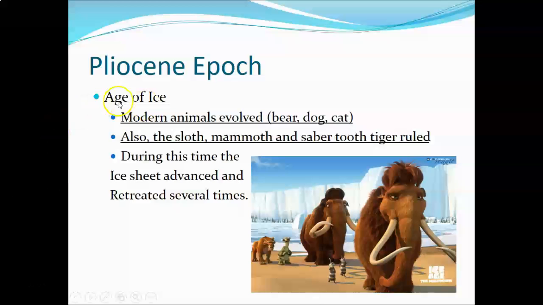So during this last epoch, our last kind of big climatic earth-changing events, we had our woolly mammoths, we had our sloths, we had our saber-toothed tigers. If you've ever seen Ice Age, this is it, the Pliocene. And so the Earth started to warm up and their environment went away. So we saw a major extinction there.